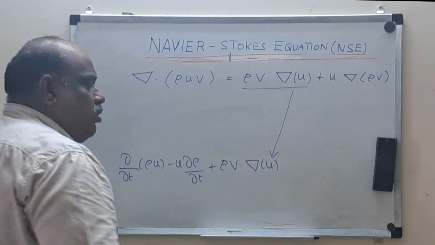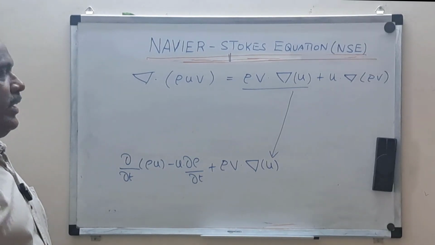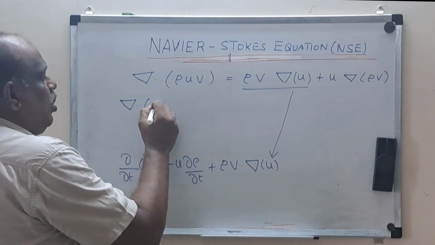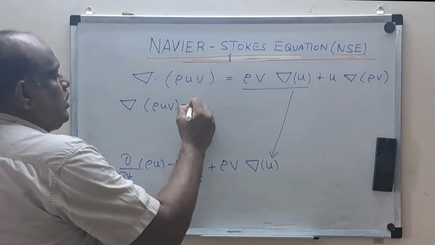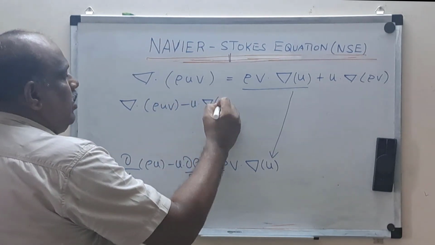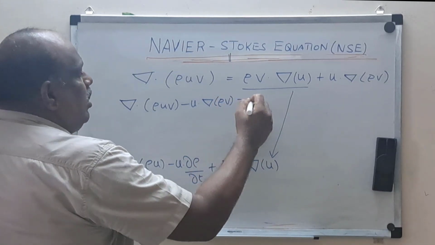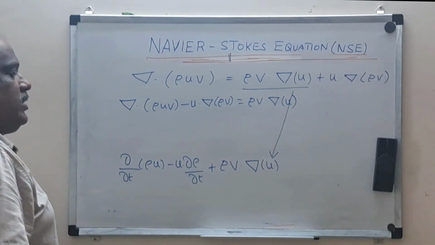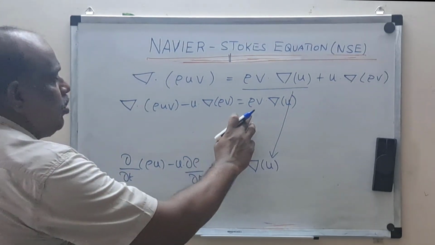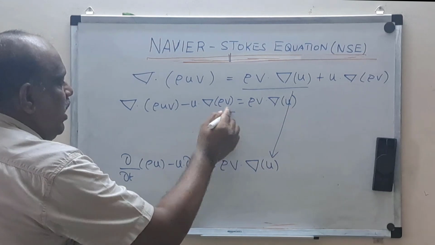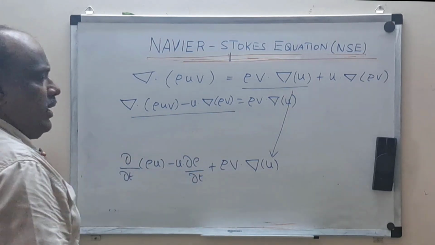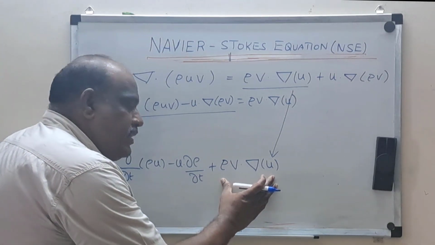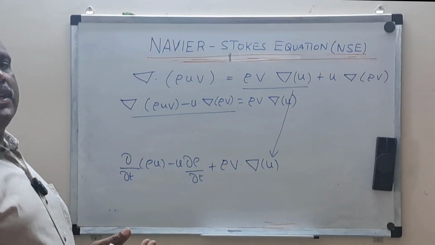Why? To substitute over here. So this term will become del dot rho u v minus u dot del of rho v, which will be equal to rho v into del of u. Okay, so we got this expression. So we can substitute for rho v dot del of u with these two terms. So I will replace directly. I hope you are able to understand. I will repeat once again. I want to replace this term with some other term. Which term have I taken for that?